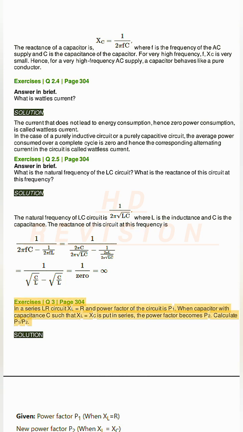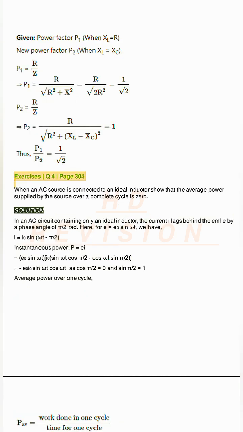Exercises Q3, page 304. In a series LR circuit, XL equals R and the power factor of the circuit is P1. When a capacitor with capacitance C such that XL equals XC is put in series, the power factor becomes P2. Calculate P1 and P2. Solution. Exercises Q4, page 304. When an AC source is connected to an ideal inductor, show that the average power supplied by the source over a complete cycle is zero.